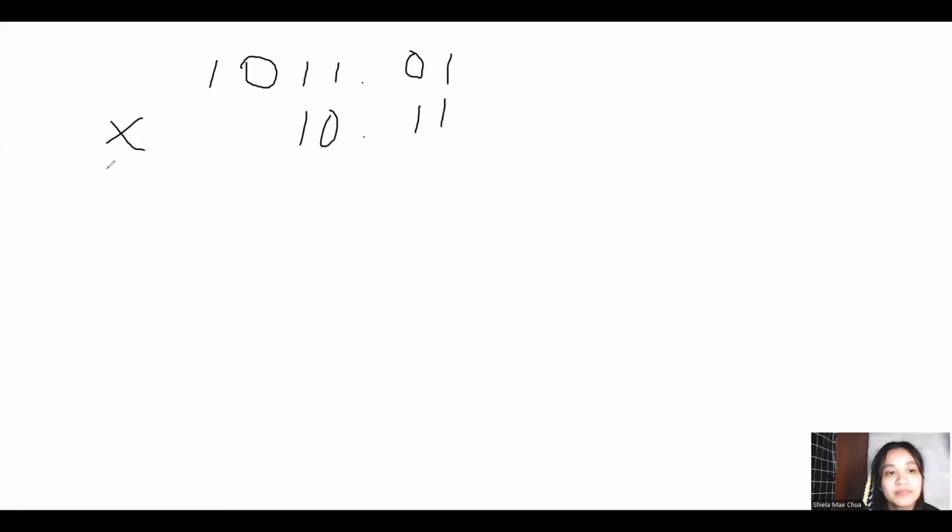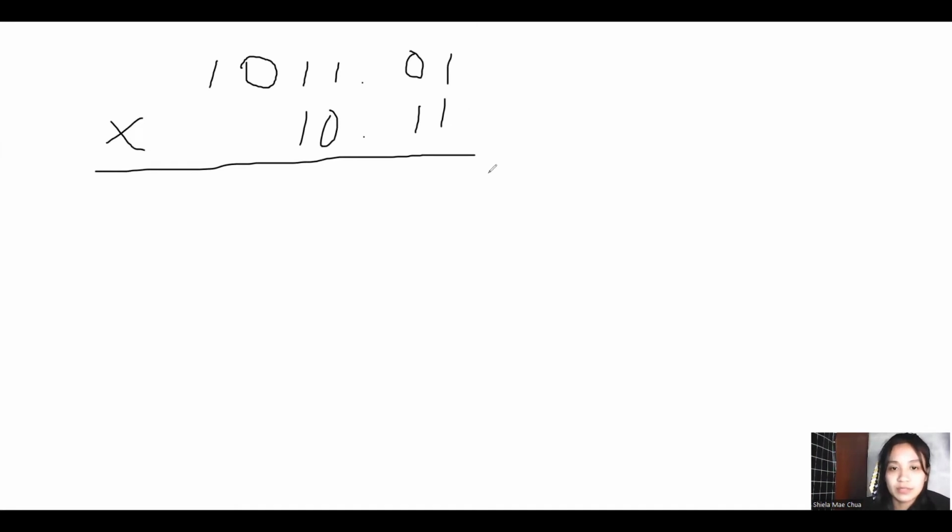Now, let's have our last example for binary multiplications involving a fractional binary number. 1, 0, 1, 1, binary point 0, 1 times 1, 0, binary point 1, 1. You can also pause this video for you to answer this example. Then later on, play again this video for you to check if you have the same answer.